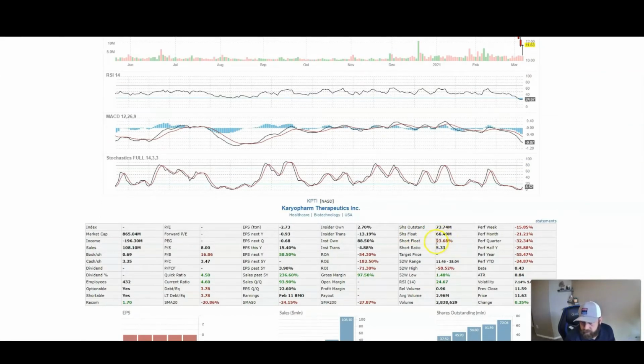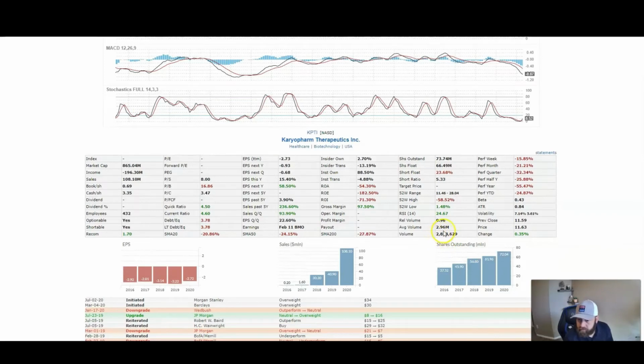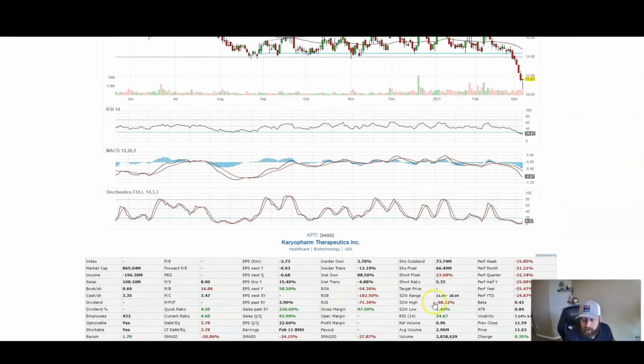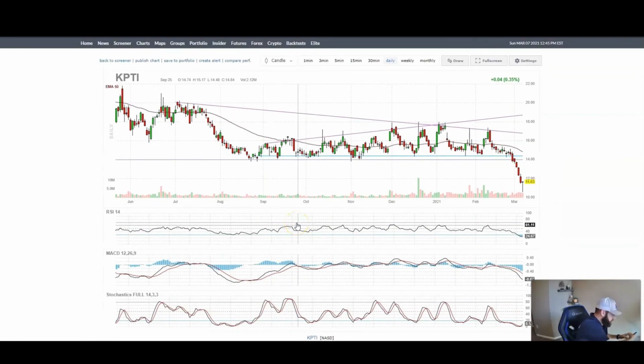Let me see. Got 66 million share float. The short is 23%, so almost a quarter of the float is short. Average volume close to 3 million. Did just about average volume on it. And whenever you're playing an oversold, you don't necessarily have to have higher than average volume for a reversal. And oftentimes you won't see it. So the volume's more important for breakout plays than reversals. This is one we'll definitely go ahead and put on the list.